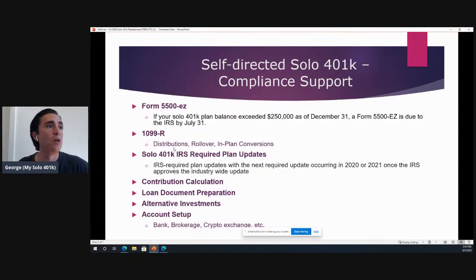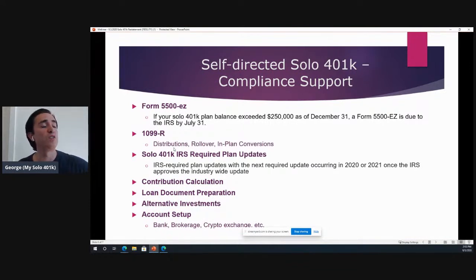So Form 5500-EZ, we've touched on that already a little bit, but again, that is the form that's filed with the IRS, but it's not triggered until the balance exceeds $250,000. And it's really a snapshot as of the end of the year, so December 31st. And then it's going to be due to the IRS 7 months later, so by July 31st of the following year.